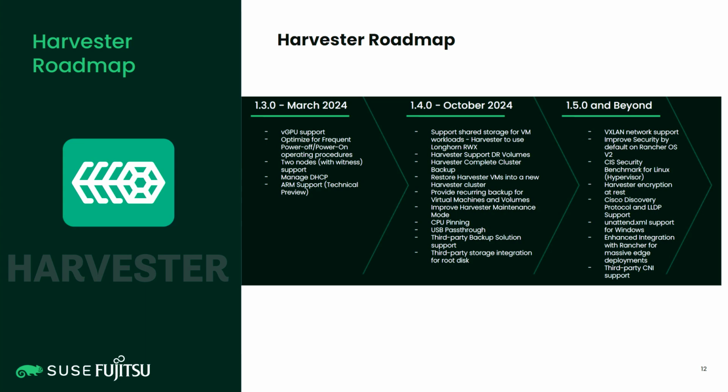Going forward, we're going to add some features in October of this year, and then beyond we have a roadmap of other things we're going to add. I'm not going to go through every single feature. I will point out a couple of them though. Version 1.3, which we released in March this year, was a very big release for us because it introduced a couple of really valuable features. The first one, vGPU support.